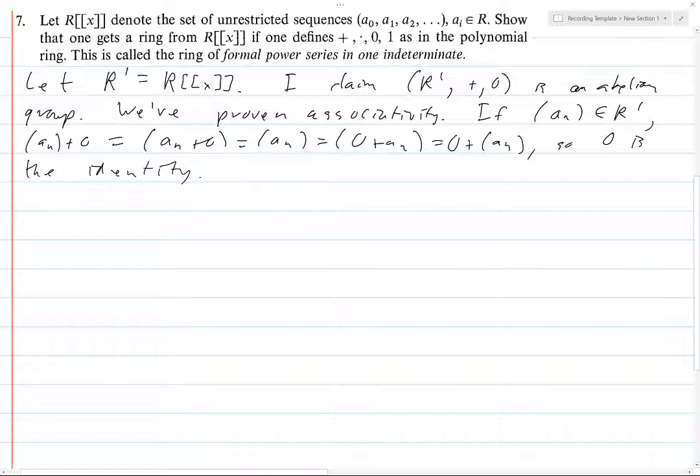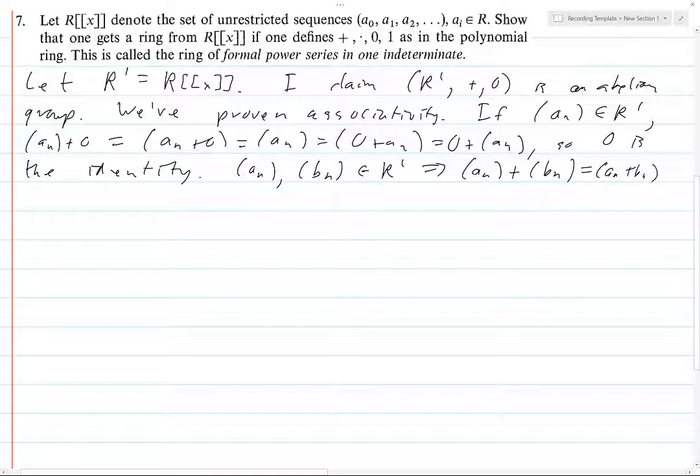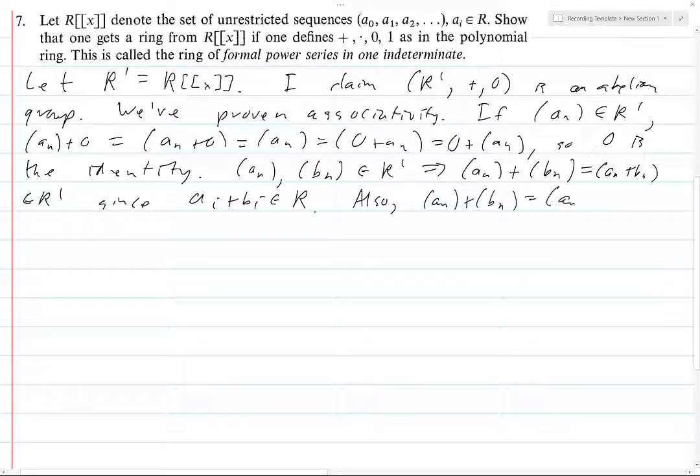Obviously, 0 is in r prime. If an and bn are in r prime, then an plus bn is in r prime, since each ai plus bi is in r, because r is a ring. Also, an plus bn equals bn plus an, because r is a ring and so it's abelian.